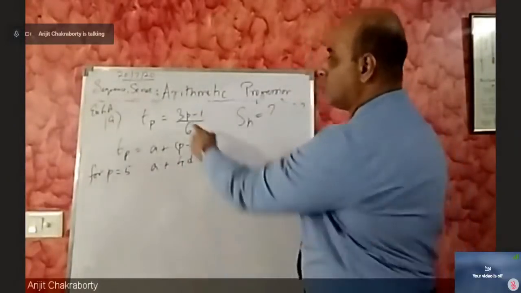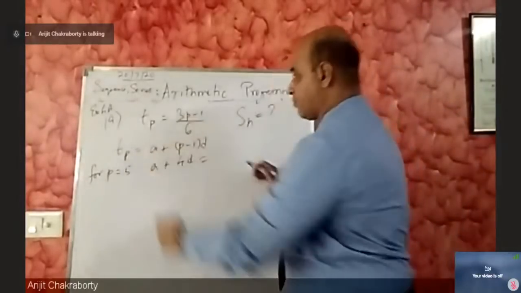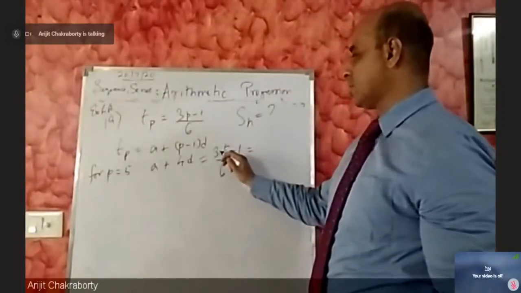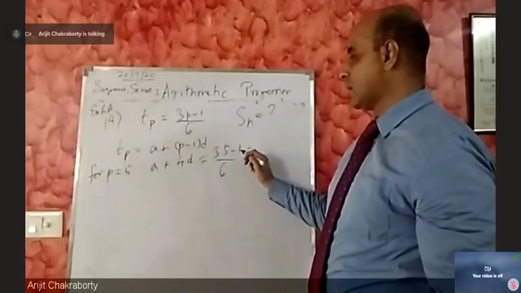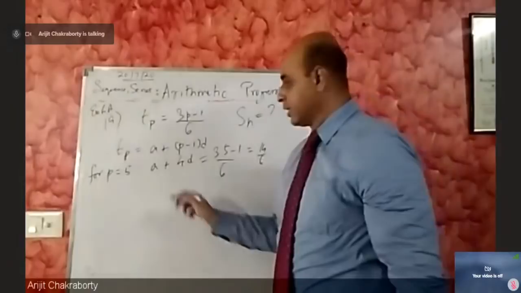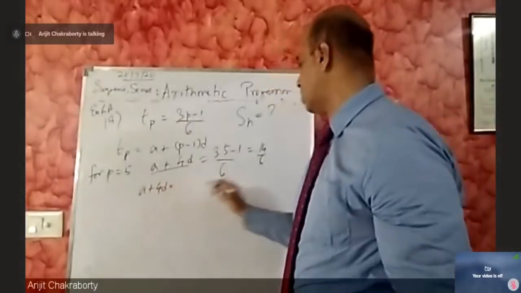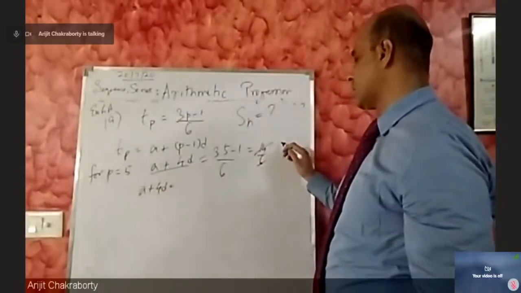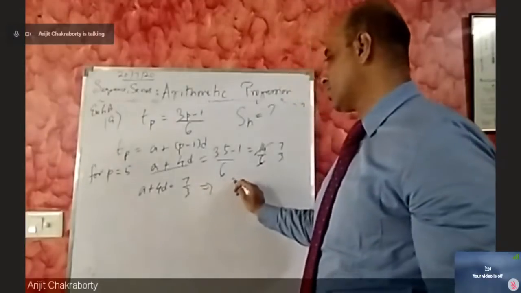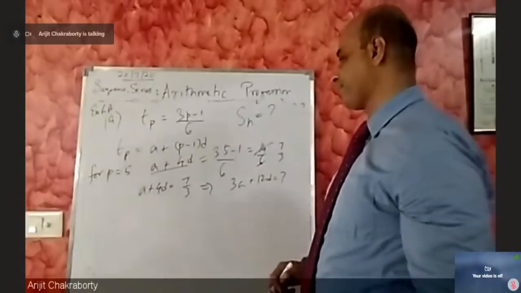This is equal to (3p minus 1) by 6. And we'll put p equal to 5. So 3 into 5 minus 1 by 6. That is 15 minus 1, which is 14 by 6. So we are getting an equation: A plus 4D is equal to 14 by 6, that is 7 by 3. That means 3A plus 12D equal to 7.